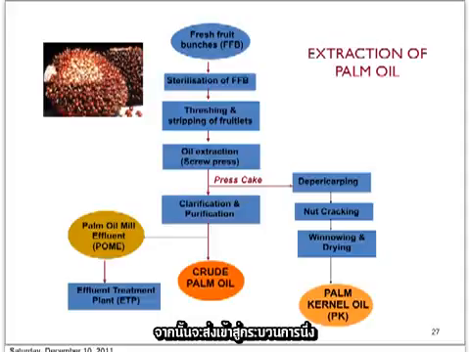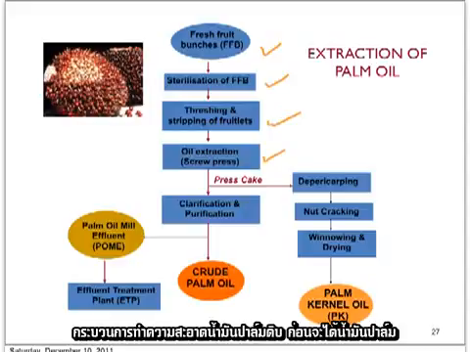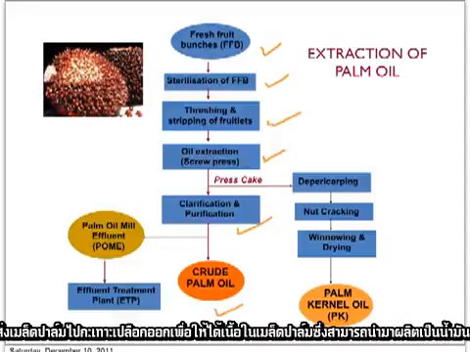So we can summarize the extraction of palm oil from this diagram. We start with fresh fruit bunch. It will go through the sterilization process, stripping of the fruitlets, then the extraction by using a screw press, and the clarification and purification before finally we get the crude palm oil. And the kernel will also go through a separate process to produce the palm kernel oil.